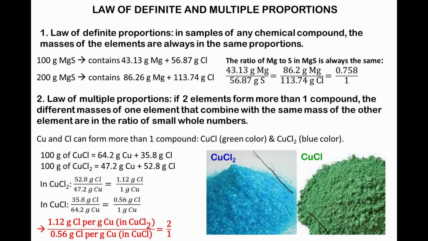Example: copper and chlorine can form two different compounds, copper 1 chloride, which is a green ionic solid, and copper 2 chloride, which is a blue ionic solid. For any given mass of copper, there is always twice the mass of chloride in copper 2 chloride, as there is in copper 1 chloride.